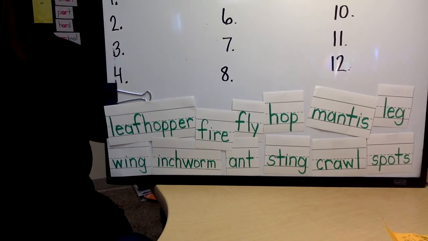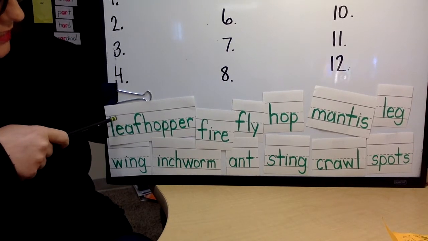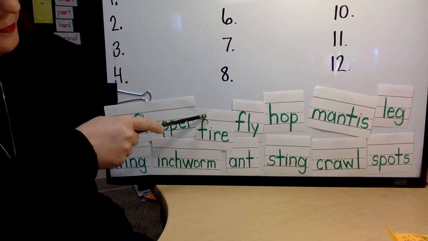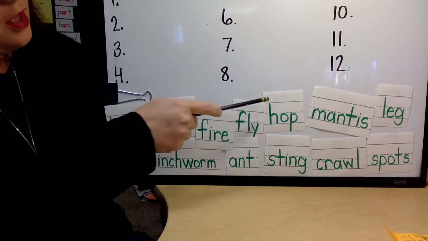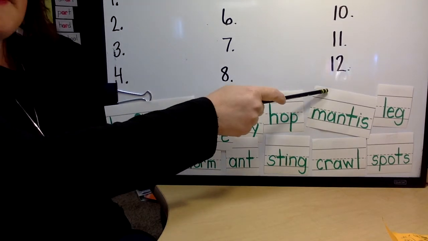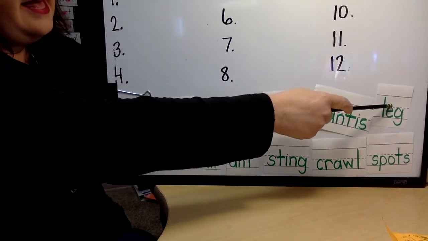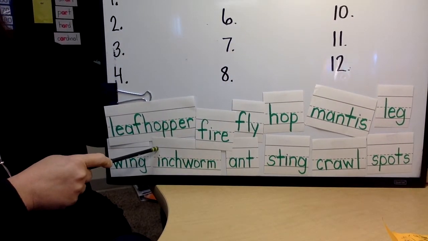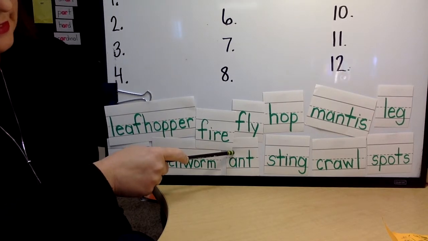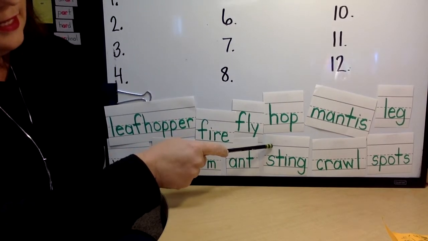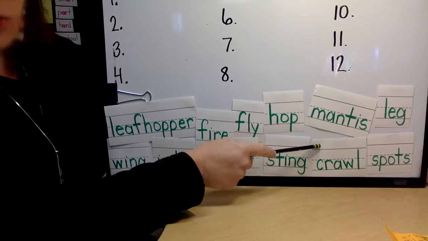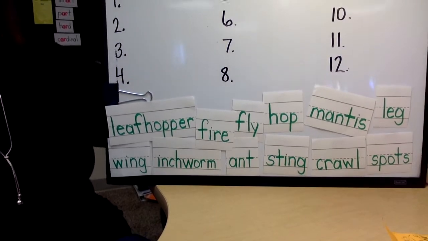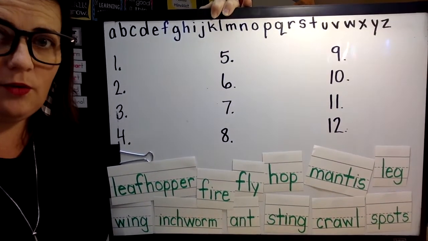These words were from the story. I found them all in the story. You can say them after me. Leafhopper, firefly, hop, mantis, leg, wing, inchworm, ant, sting, crawl, spots. So I found all those words in the story, and we're going to put them in ABC order.